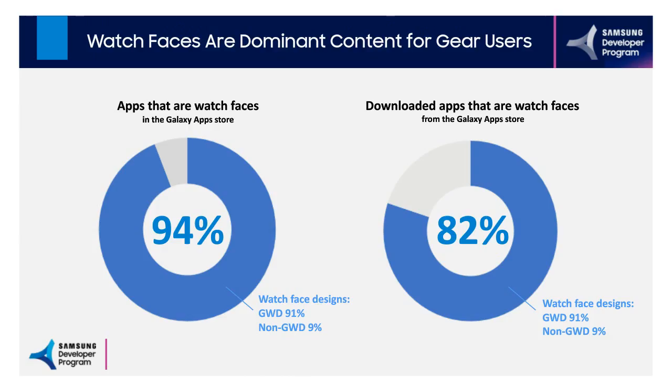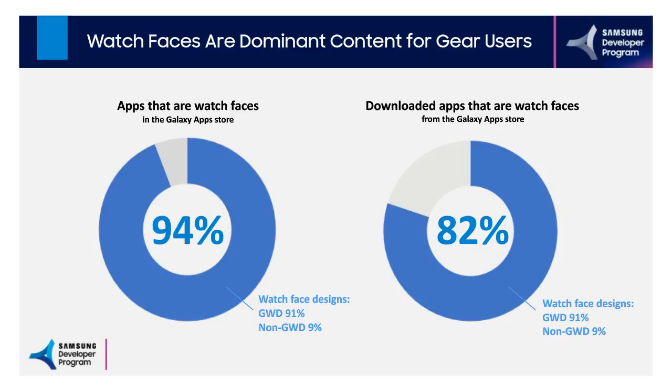Watch faces are the dominant content for Samsung Gear users. We can see on this slide, on the left-hand side, that out of the 960,000 plus content items available in the store, 94% are watch faces, and 91% are designed with the Gear Watch Face Designer. From the consumption perspective, we can see that 82% of the downloads in the store are watch faces, and again, 91% are developed with the Gear Watch Face Designer. So the market opportunity on a small wearable device is in the watch faces.